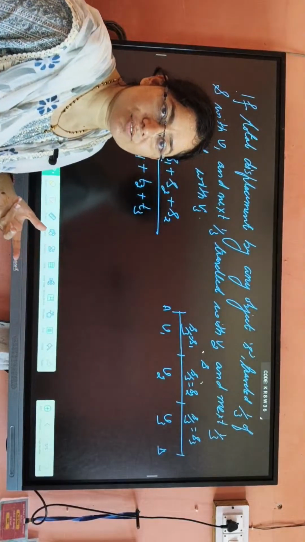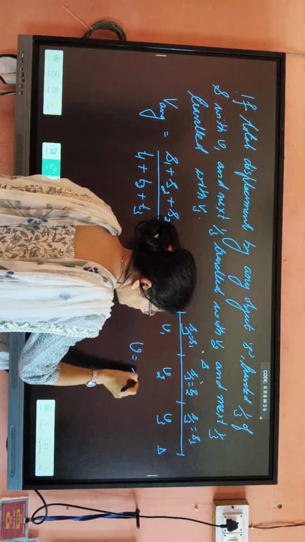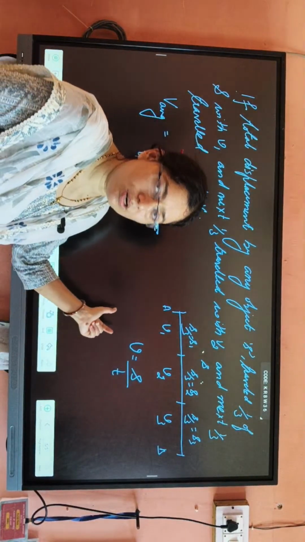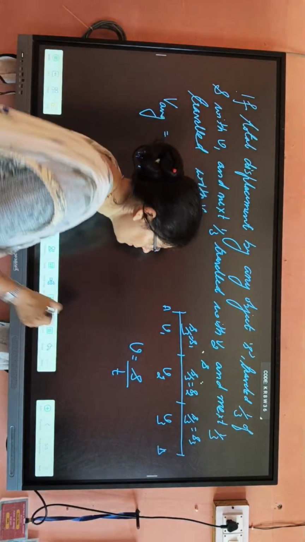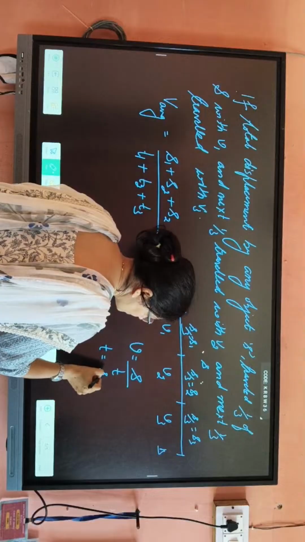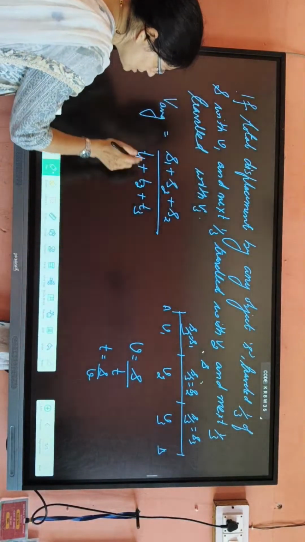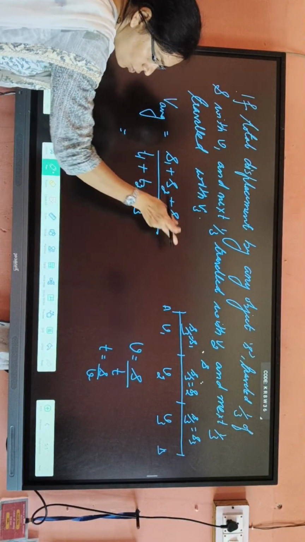How can we convert this? First we should know about the relation between velocity and displacement. Velocity equals displacement by time. Yes, we know about this one. I told you, velocity equals displacement by time. So time we can write as displacement by velocity. Yes or no?